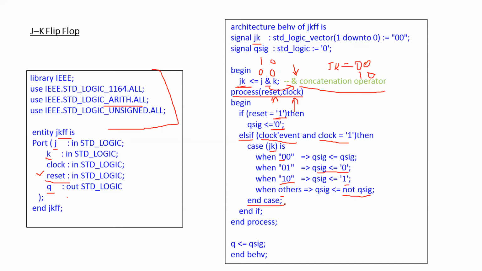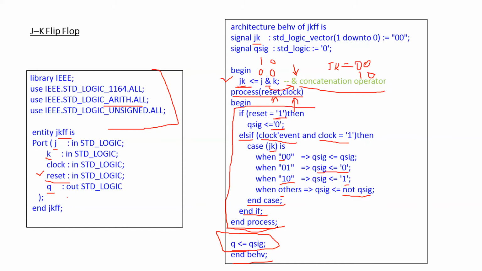Then I have written end case, end if, and then end process, and whatever the value of q signal at the end, I have assigned it to q. And next, end behavior. I hope the function of the JK flip-flop is clear to all of you. It is very much similar to a D flip-flop which we have already discussed. But here we have created a reset, and we have defined a value for J and K both. That's why I have written that many steps over here.